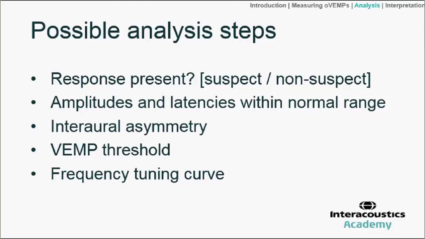We'd be interested in the amplitude and latencies if there was a response present. We'd be interested in the size comparisons between the two ears, interaural asymmetry, VEMP threshold in certain circumstances, and VEMP tuning curve. So I'm just going to quickly cycle through each of these and then mention the different patterns that you might expect with some of the more commonly associated pathologies where the VEMP is useful.